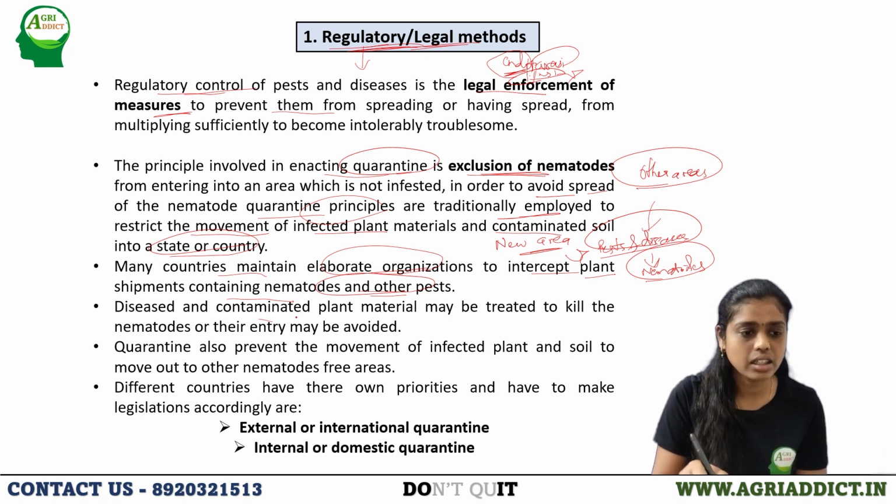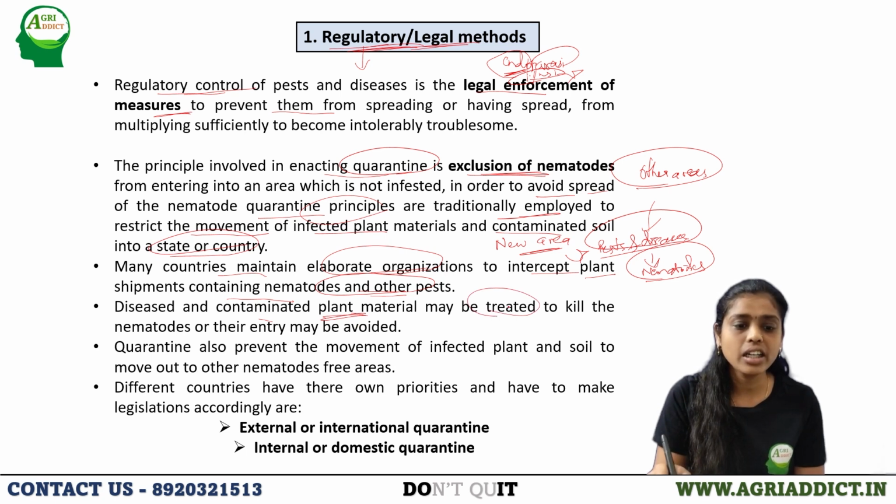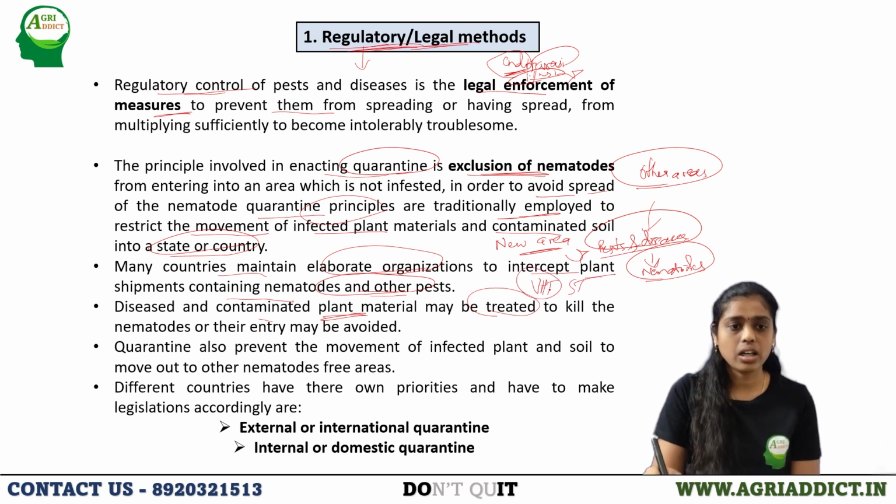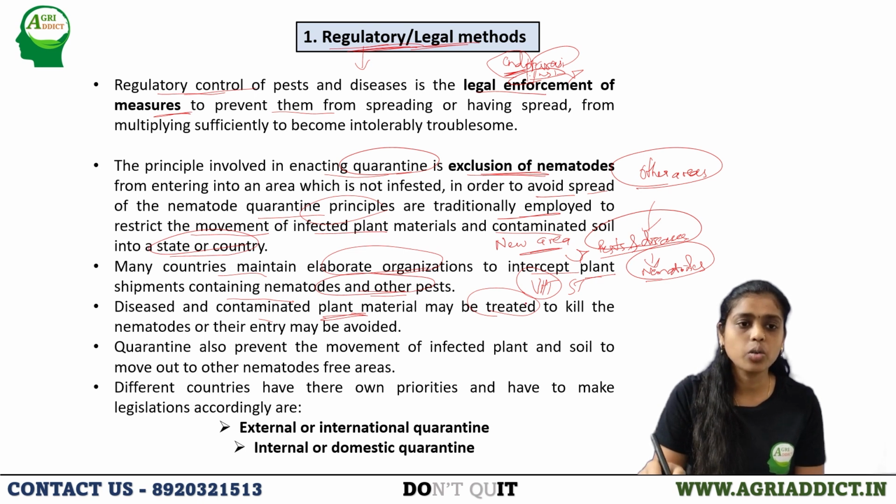Diseased and contaminated plant material, if present, should be treated by applying certain methods like vapor heat treatment and steam treatment. These methods are applied to prevent the entry of such pests and diseases, and by this they can be avoided.